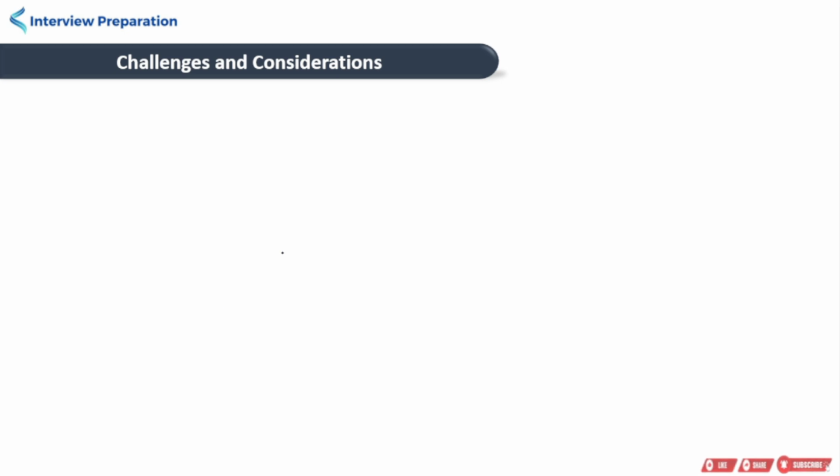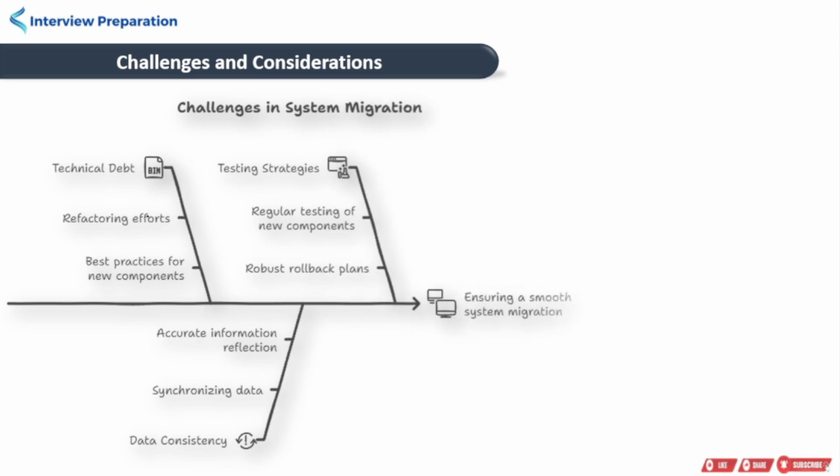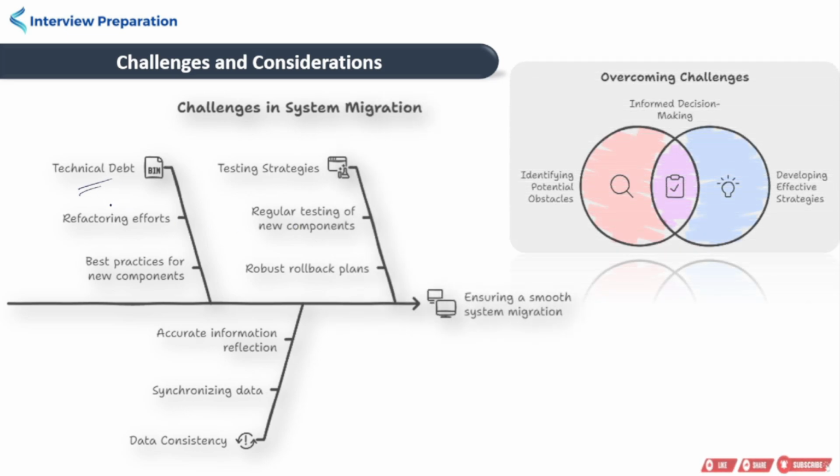What are the challenges and considerations which we might need to know for using Strangler Fig pattern? First is the technical debt. Managing technical debt is crucial during the transition. Organizations should prioritize refactoring efforts and ensure that new components are built with best practices to avoid accumulating further debt. Next is data consistency.